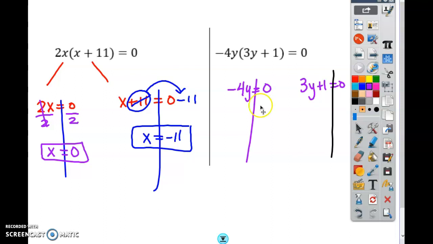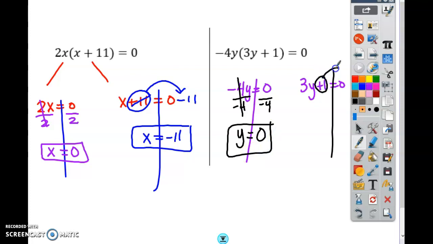This is how you set up the last one. Okay? This one you just divide by negative 4, divide by negative 4. You don't need to put this in the calculator, guys. That gives you 1. Just cancel it. 1y equals 0 divided by negative 4 is 0. Over here, move the 1 over, change the sign, and then divide by 3. That'll give you the answer.